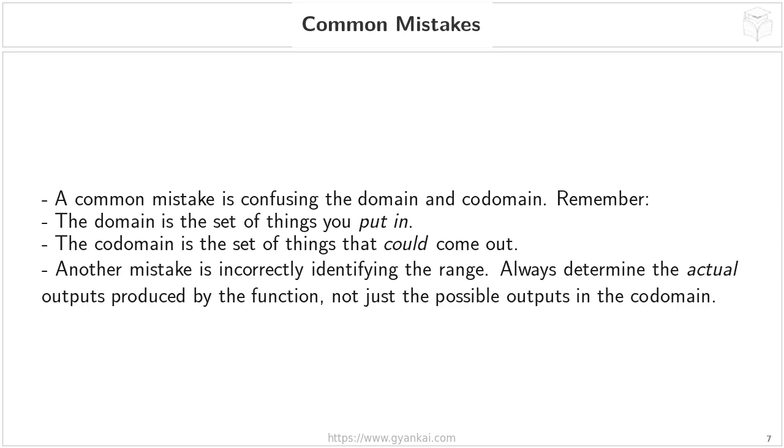Now, the second common mistake is misidentifying the range. We define the range as the set of actual outputs that the function produces when you use all the inputs from the domain. It's easy to fall into the trap of thinking the range is the same as the codomain, but that's not always true. Remember, the codomain includes everything that could be an output, while the range only includes what actually is an output. So, when determining the range, you need to carefully consider what the function actually produces when you apply it to every element in the domain. Don't just list the codomain, find the specific outputs.